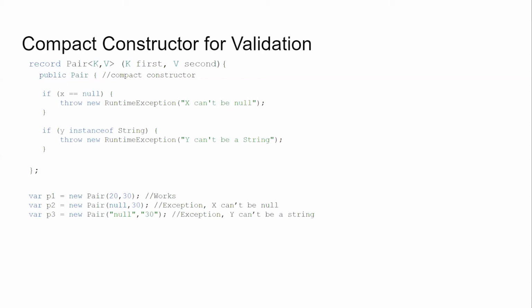In this example, we have first and second. Well, it should be X and Y. That's an error. But anyway, if the first parameter is null, then we throw a runtime exception that it can't be null. And if the second parameter is a string, we throw a runtime exception that the second parameter can't be a string. Sorry about the error in my slide.